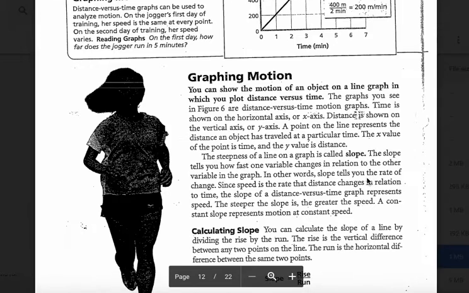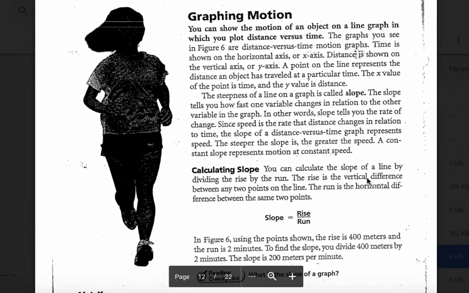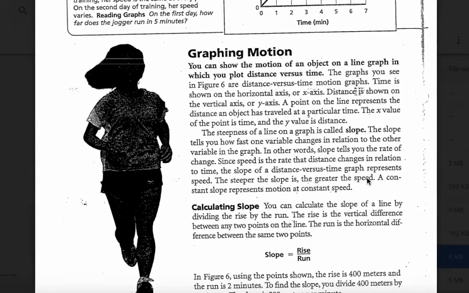All right, graphing motion. You can show the motion of an object on a line graph in which you plot the distance versus time. The graphs you see in Figure 6, what we just looked at, are distance versus time motion graphs. Time is shown on the horizontal axis or the x-axis. Distance is shown on the vertical axis or the y-axis. A point on the line represents the distance an object has traveled at a particular time. The x value of the point is time and the y value is distance.